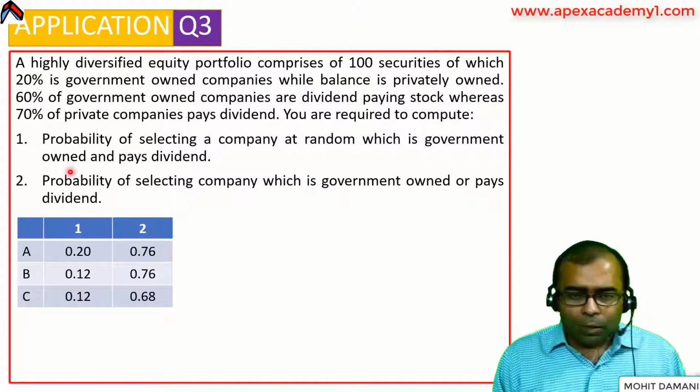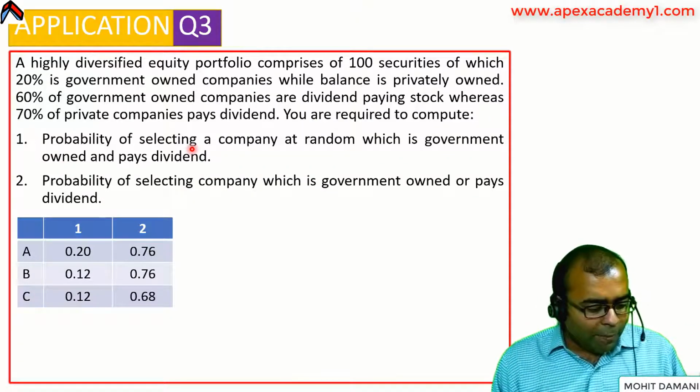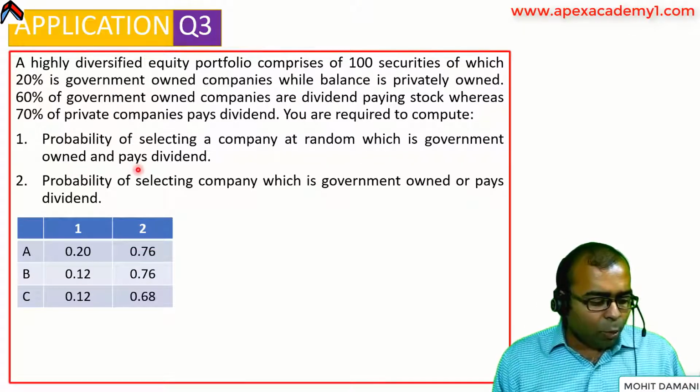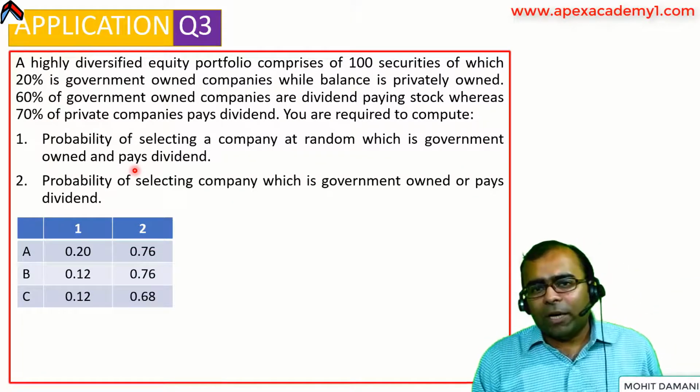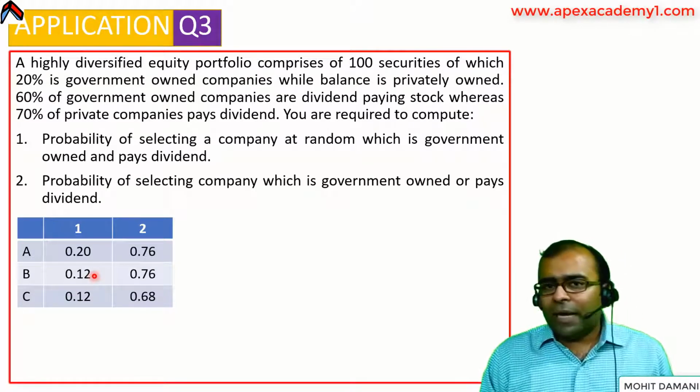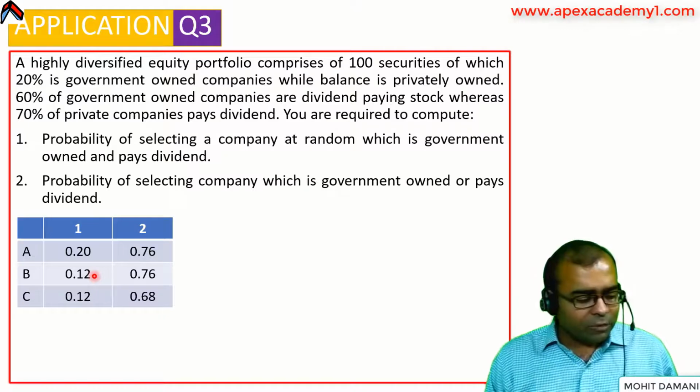You are required to compute two things. Number one, probability of selecting a company at random which is government owned and pays dividend. We have verbally calculated it as 12, means 0.12 is the answer. So how did you do that? It's very simple. If you apply common sense, you will also be able to.